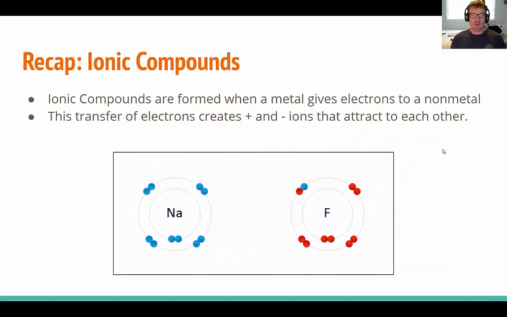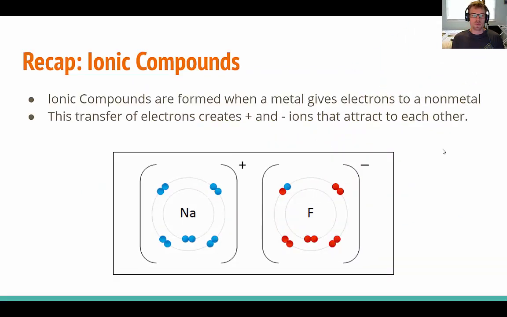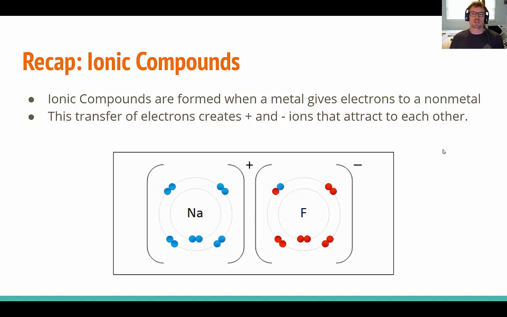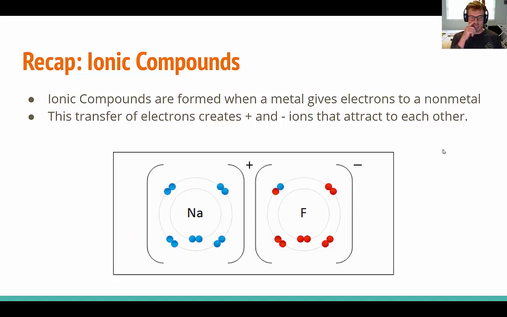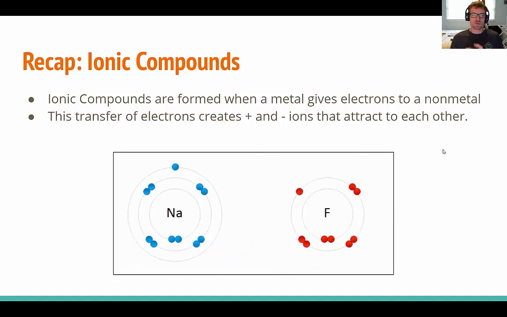So just as a recap, remember ionic compounds are compounds that are formed when a metal gives electrons to a nonmetal. And remember that this transfer of electrons creates positive and negative ions, and they attract to each other because opposite charges attract. And what you've been working on the last couple days is how to write ionic compound names and how to write ionic compound formulas.